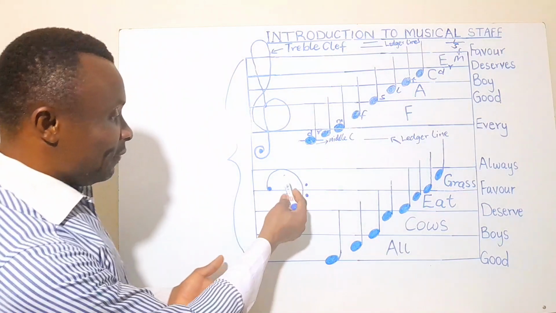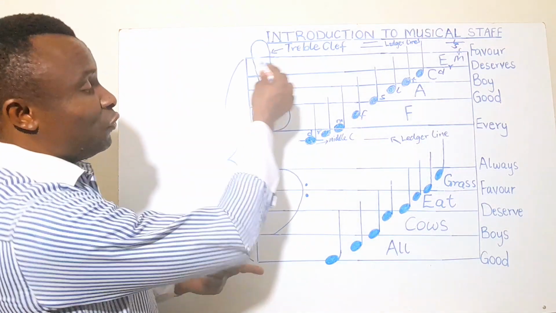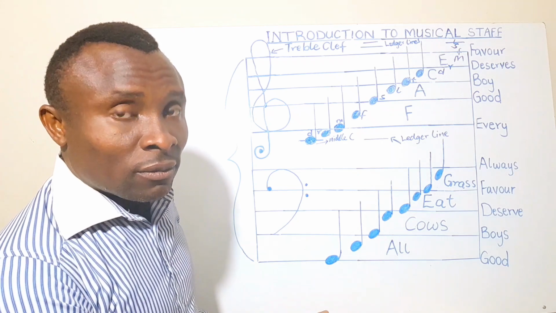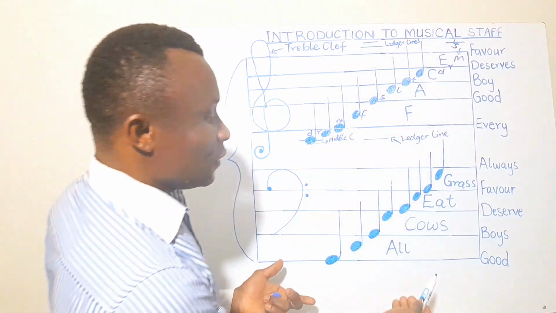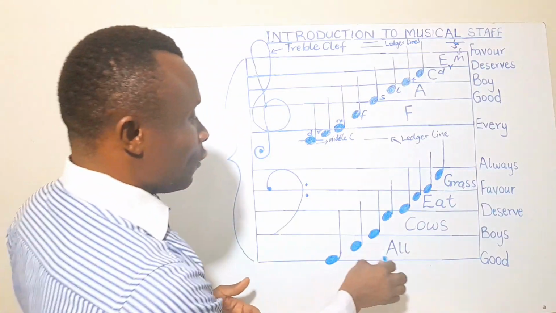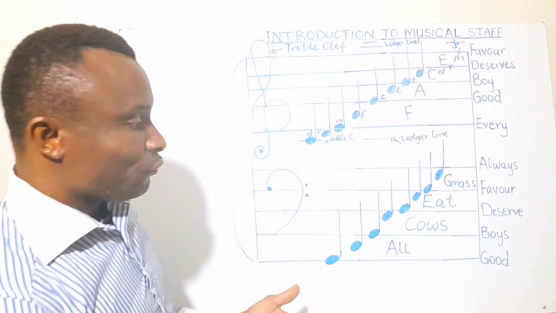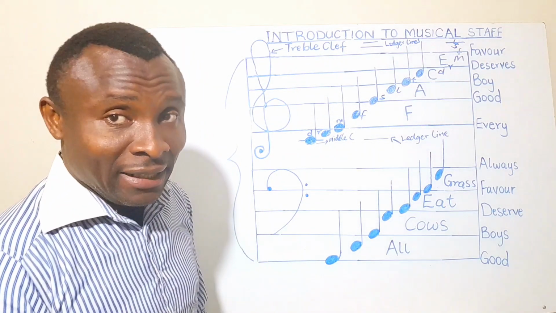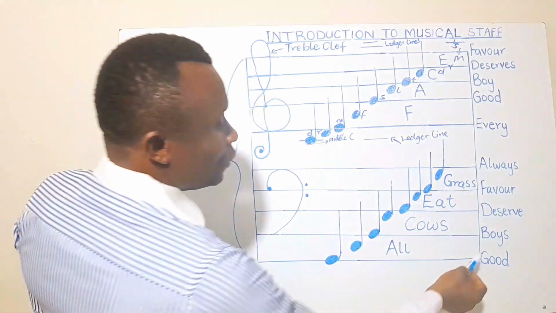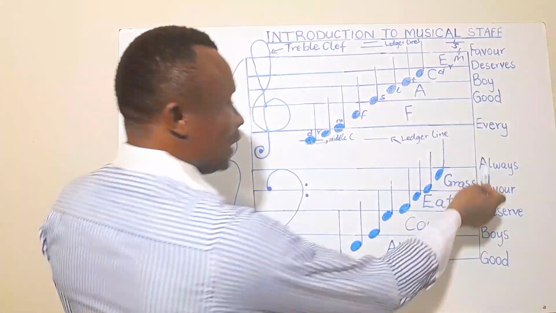Now we have the bass clef. This is the symbol for the bass clef, just like this is the symbol for the treble clef. Now, the formula for the bass clef, like we did the last time, says good boys deserve favor always for the lines, and all cows eat grass for the spaces. Now, if you also look at it alphabetically, you will see that it is the same. G, A, B, C, D, E, F, G, A.